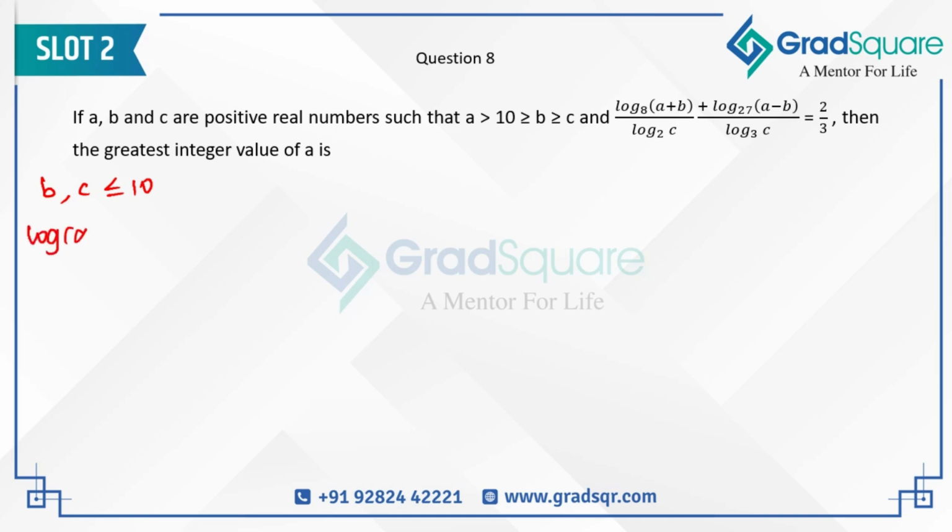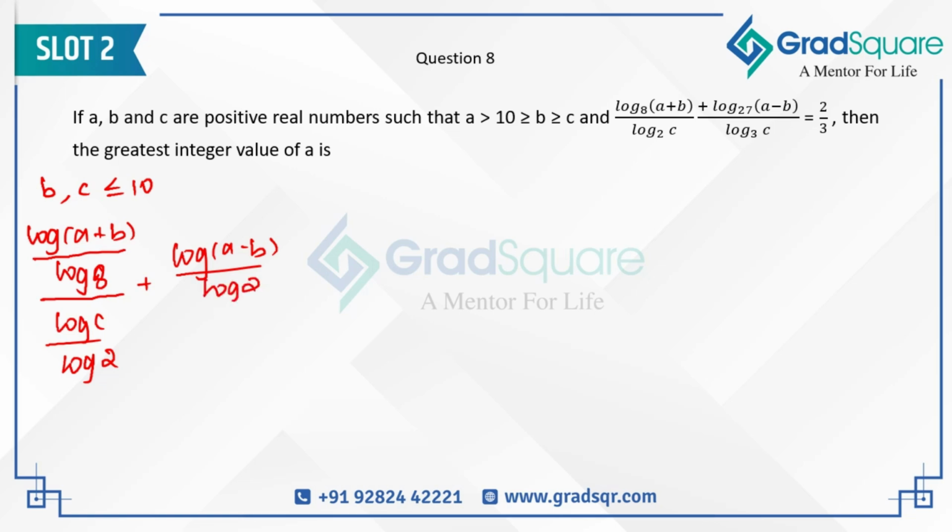Log of A plus B by log 8. Similarly, your denominator can be written as log of C by log of 2 plus log of A minus B by log of 27 by log of C by log of 3. I can write log of 8 as log of 2 power 3, which can be written as 3 into log of 2.